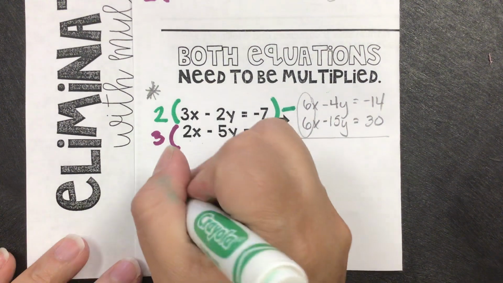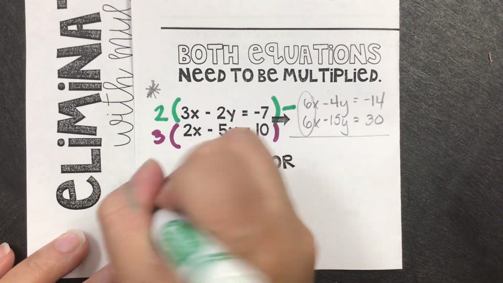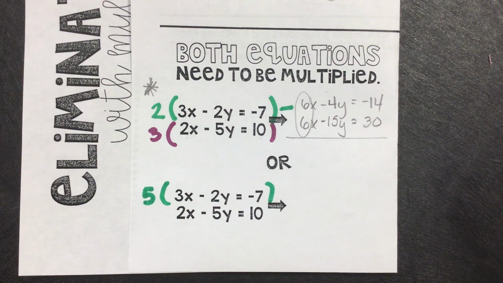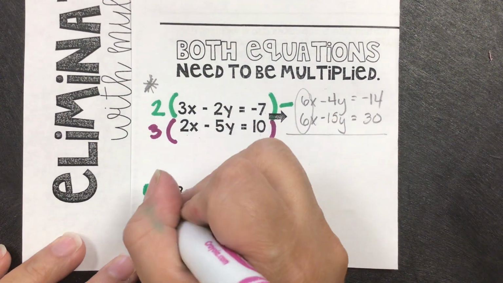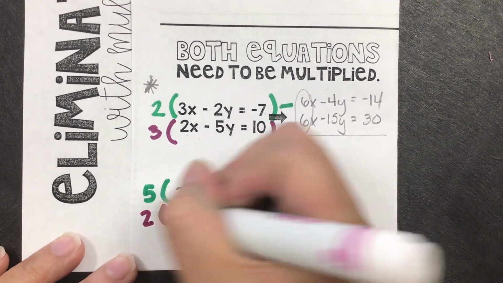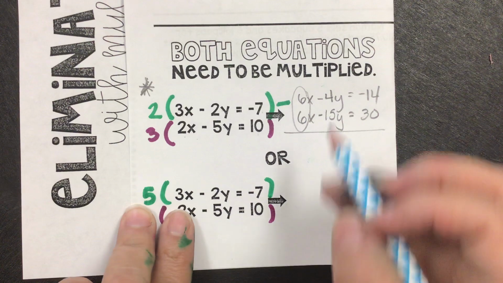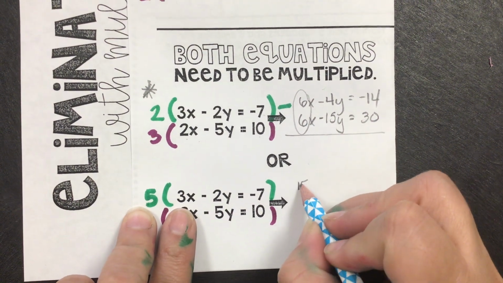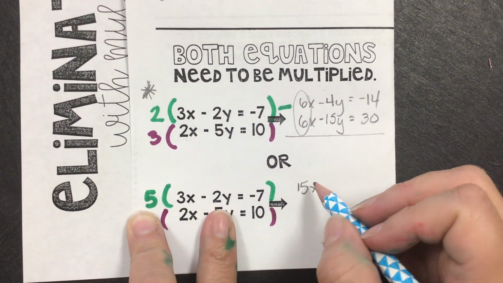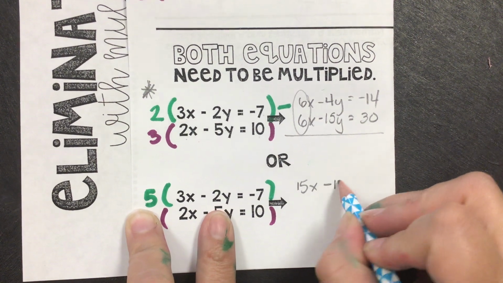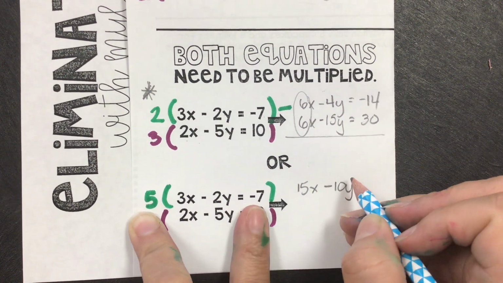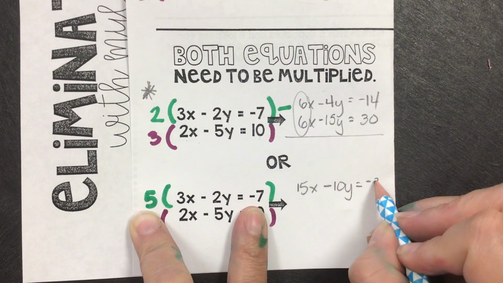So on the first equation, we're going to multiply by 5. And the second equation, we're going to multiply by 2. Don't forget, you can multiply by a negative number. 5 times 3 gives you 15x. 5 times negative 2 gives you a negative 10y. 5 times negative 7 gives you a negative 35.